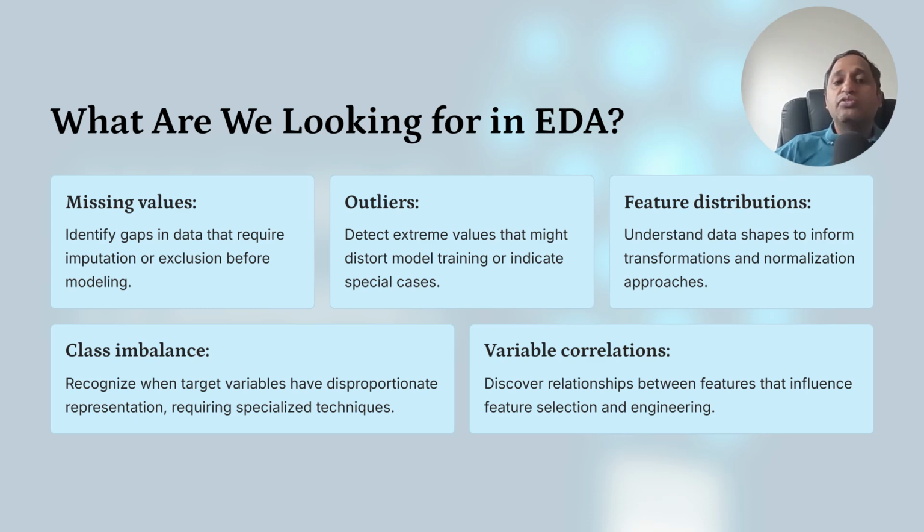Lastly, we also assess variable correlation, whether any features are related to each other. Highly correlated features might be redundant. On the flip side, some correlation might uncover strong predictors that are great when we do the feature engineering. Together, these 5 components give us the full picture. They help us clean more effectively, engineer smart features, and choose the right modeling approach.